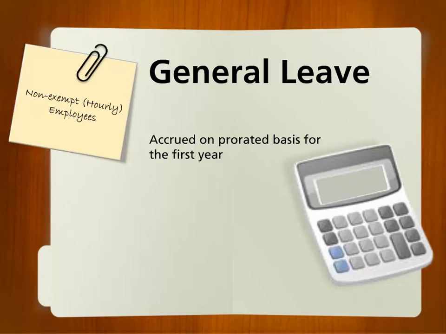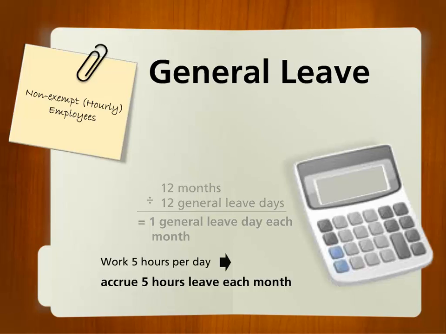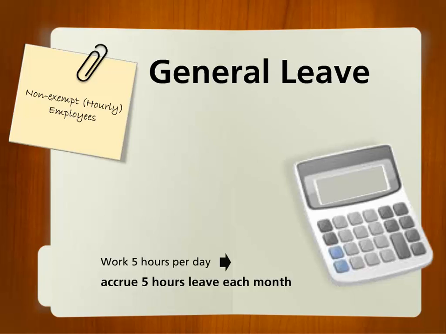Prorated means that your 12 general leave days are made available in equal amounts throughout the year. So, 12 months divided by 12 leave days means each month you have one additional leave day available to use. Less than full-time hourly employees also accrue one leave day per month. For example, if a part-time employee works 5 hours per day, they will accrue 5 hours of leave each month.